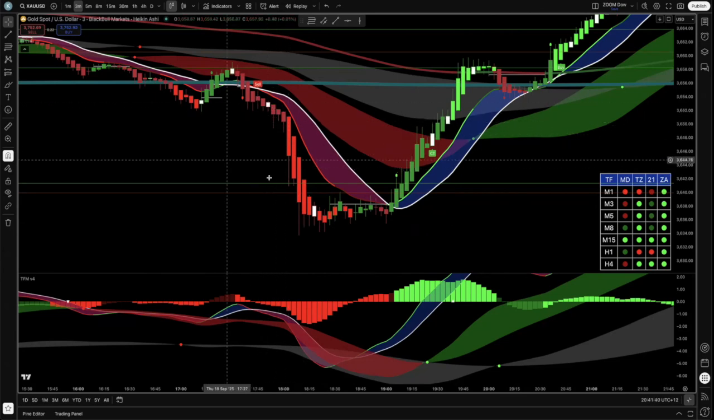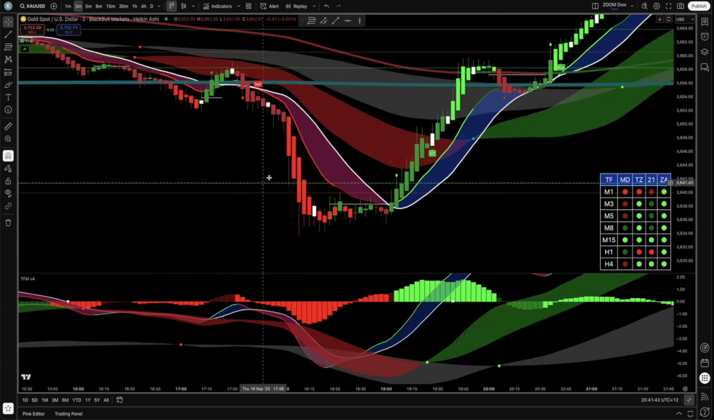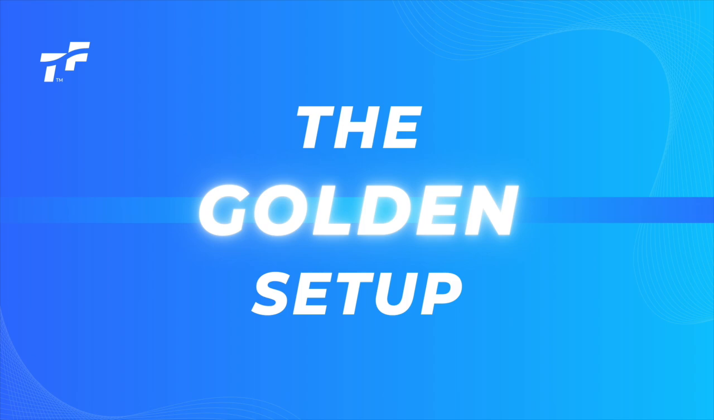You can see there was a bit of space here. The first pivot was way down here, a daily pivot again. So this would have been a very strong signal to take. Again, we want to see this, I'll call this the golden setup.